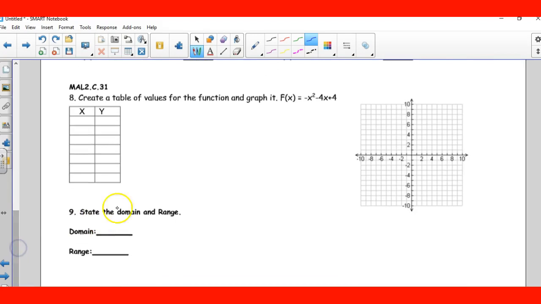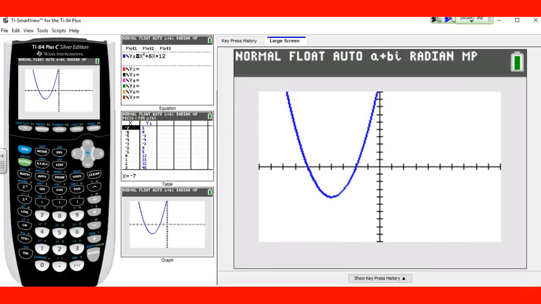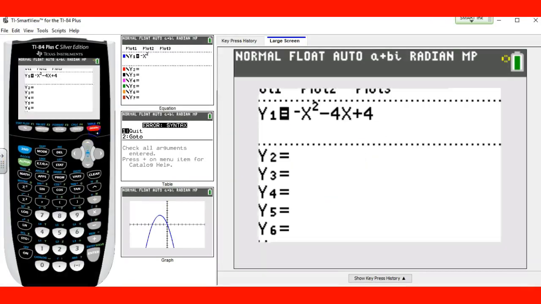Now, lastly, we have this number 8 right here. It says create a table of values for the function and graph it. Here's our function. You can use your table of values on your calculator, and then you can sketch your graph. So let's go ahead and do that. We have negative x squared minus 4x plus 4. So, let's graph.